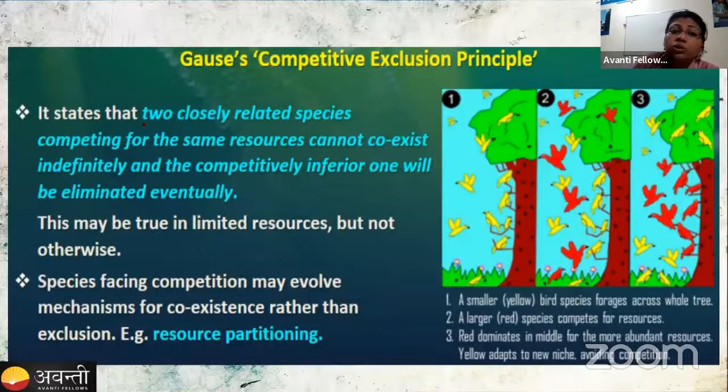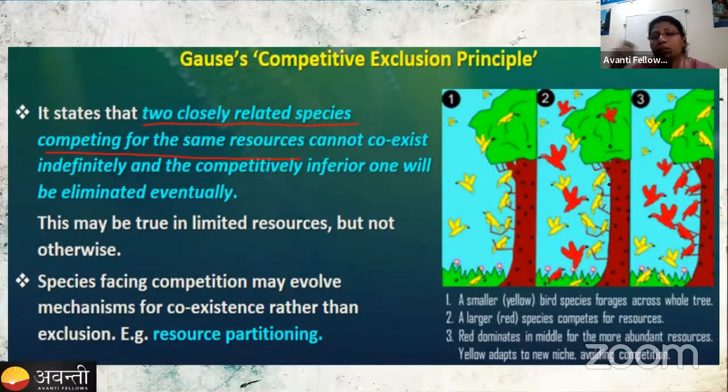It says two closely related species competing for the same resource cannot coexist, right? एक ही सोर्स के लिए लड़ने वाली दो स्पीशीज कभी भी एग्जिस्ट नहीं कर सकते. The good example is given here. You can see in this picture, in the first picture there was only one type of bird, that was a yellow bird who are feeding on the beetles which are present on the tree. The beetles were shown with the black dots.